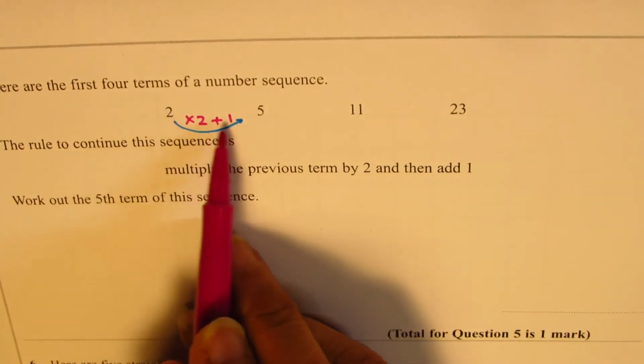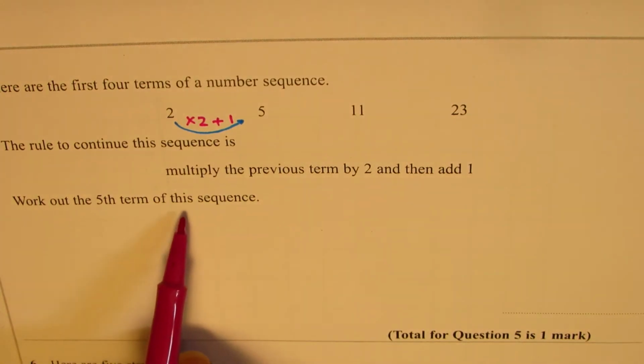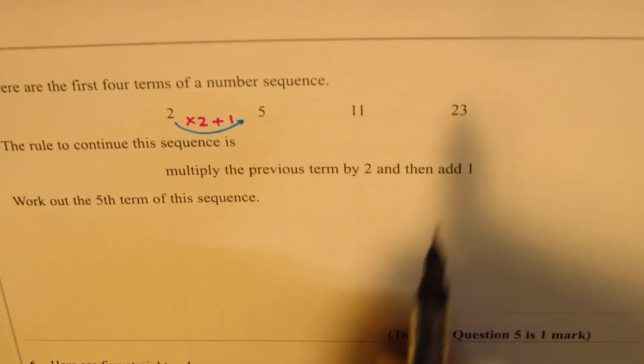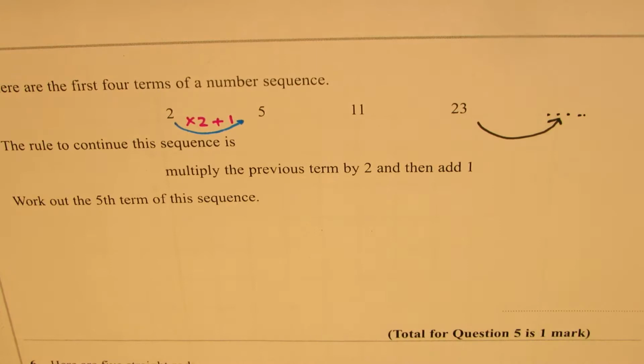So 2 times 2 is 4, 4 plus 1 is 5, and that's how you continue. Work out the 5th term of this sequence. So we are already given 1, 2, 3, 4. So we have to get the 5th term here, right? So what should this be? That's the question for you.